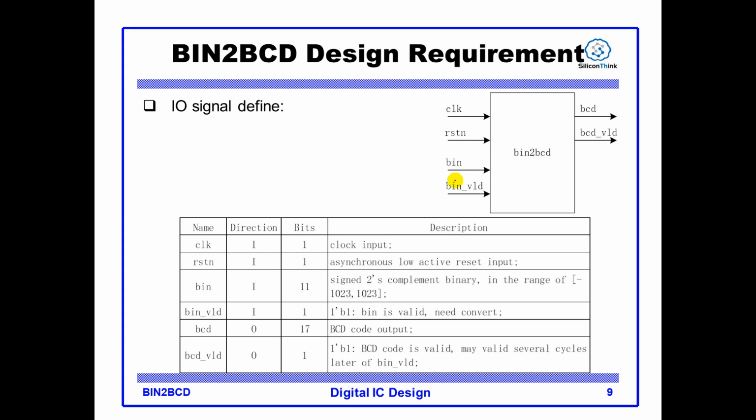And you are required to design a block with I/O signals like that: clock, reset, bin input, and bin value. Then you have to output the BCD value and the BCD value. The signal define is this is the input, this is the output. The valid signal here is used to quantify which cycle there is a valid input and which cycle there is a valid output.